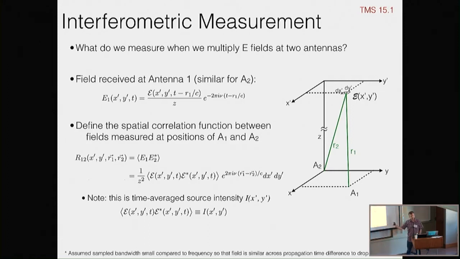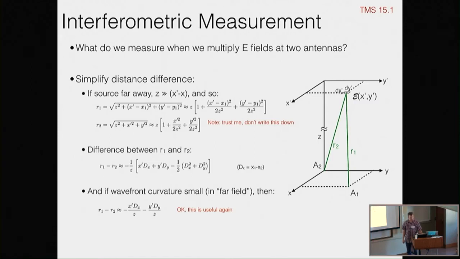This is a complication, but if you're considering a relatively narrow bandwidth such that the propagation time difference is not large compared to the inverse of that bandwidth, then your wave can't wiggle much faster than that, because the speed at which your wave can wiggle is inversely proportional to the bandwidth. And so you can assume that the electric field is basically the same despite that extra propagation time, in which case the average of these two things is just the intensity distribution on the sky.